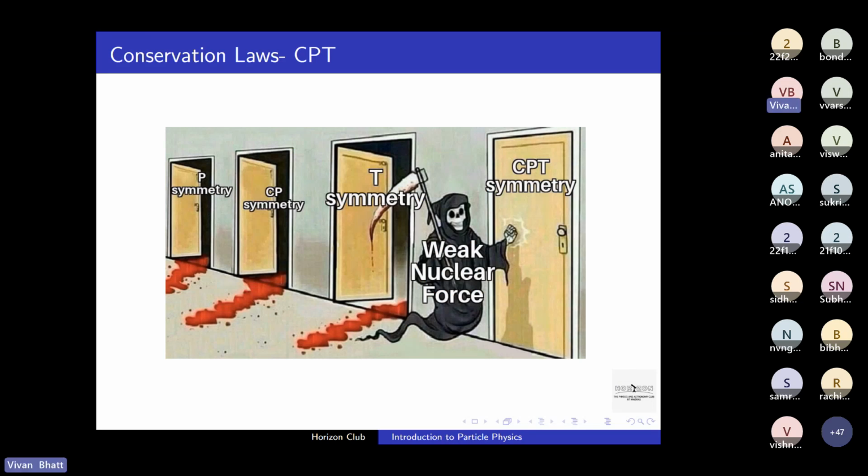The weak nuclear force has violated almost every symmetry that we expected to be conserved. CPT, of course, hasn't been violated yet, and it's very unlikely that it will be, because if CPT is violated, everything that we know about physics goes out the window. That does not seem to be the case, because we know a lot of things about physics, and for those to be true, CPT needs to be conserved.